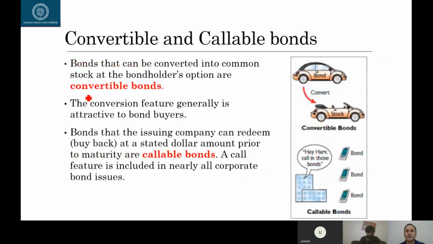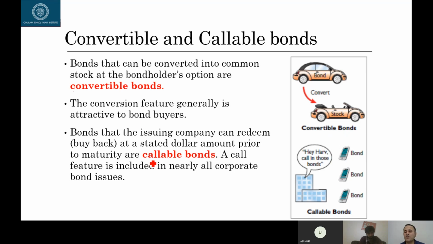And there are some features. One is convertible and the other one is callable. A convertible bond is one which can be converted into common stock. But it is at the discretion of the bondholder. So the bondholder decides whether he or she wants to convert those bonds into common stock or not.